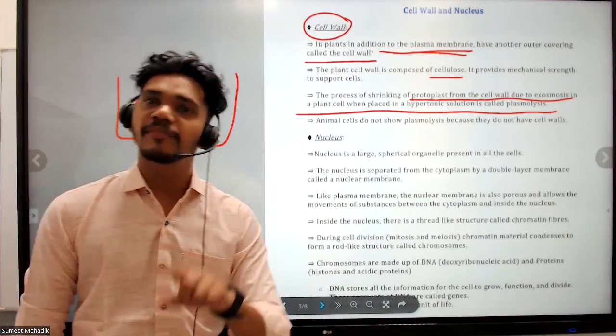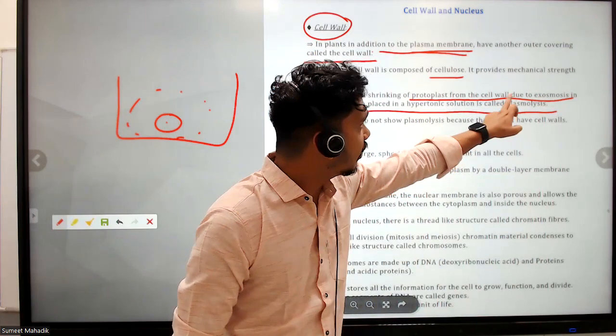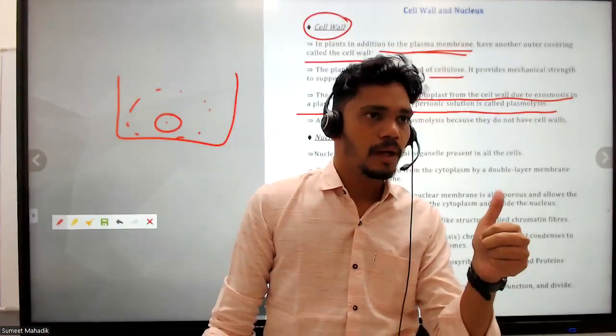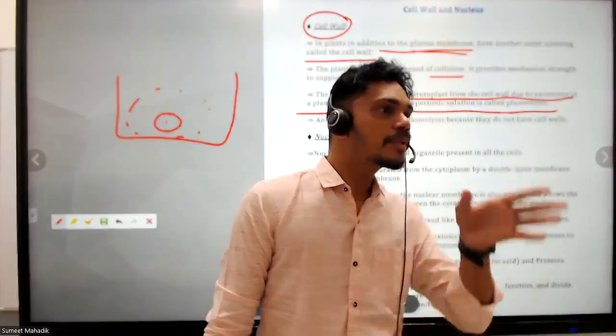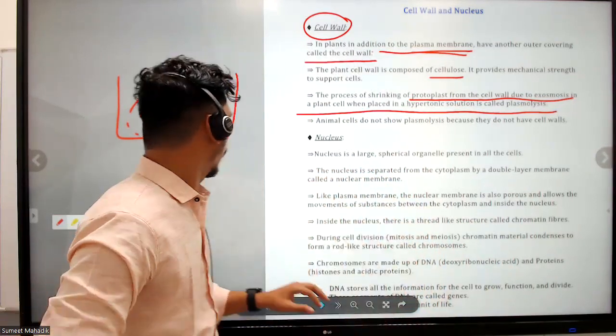Now inside the cell, which solution is there? Cytoplasm. That's correct. But that is called what? Protoplasm. What is proto? Proto means primitive. Protoplasm. The moment I say plasma, it means something plasma related. Why do we need plasma?